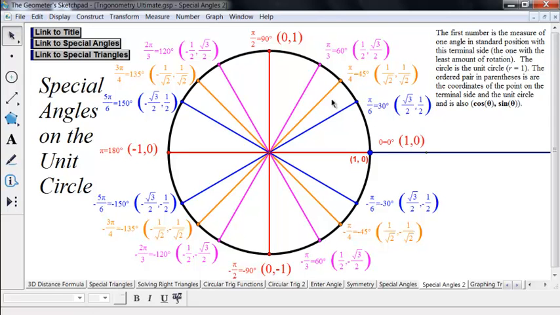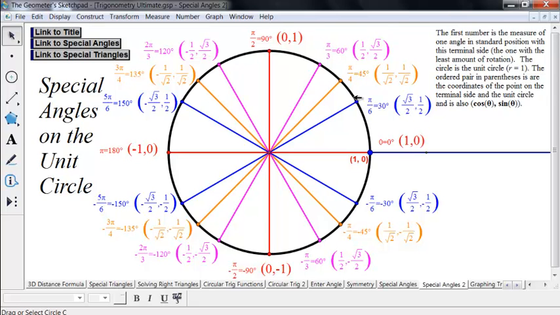Okay? Similarly, all the blue ones have a reference angle of size 30 degrees, or pi over 6. The orange ones have a reference angle of 45 degrees, or pi over 4. And the pink ones have a reference angle of 60 degrees, or pi over 3. And so that gives us basically all of the information that we've been looking at, sort of summarized on a single picture.